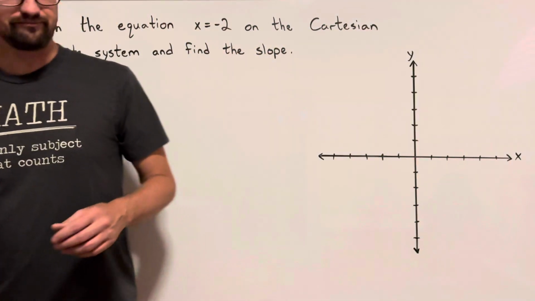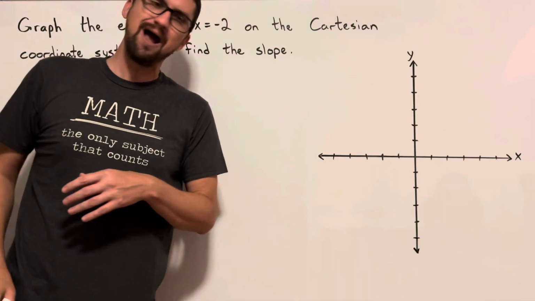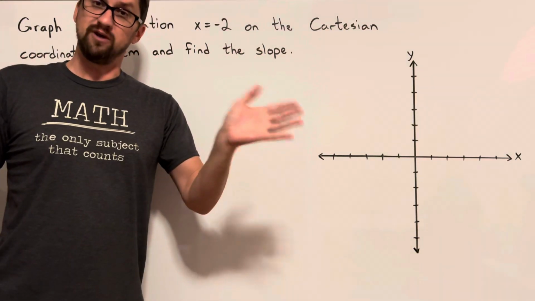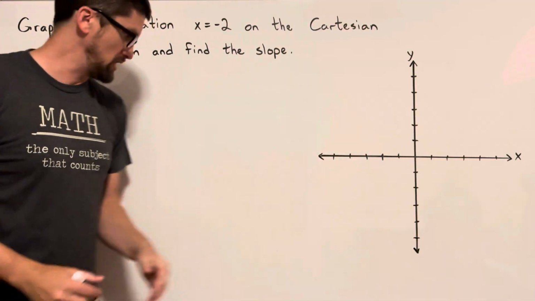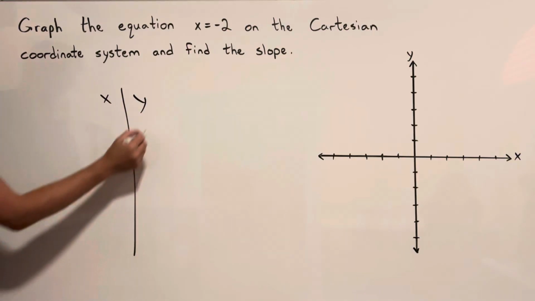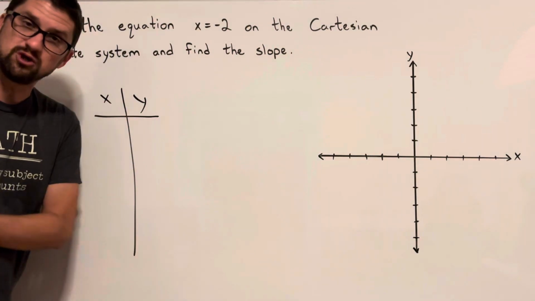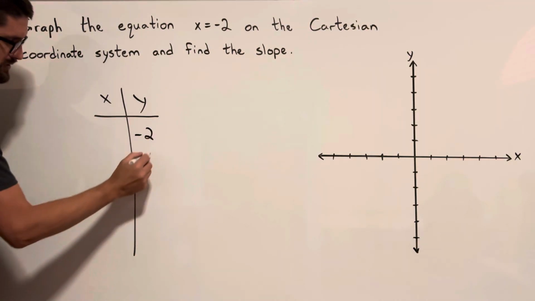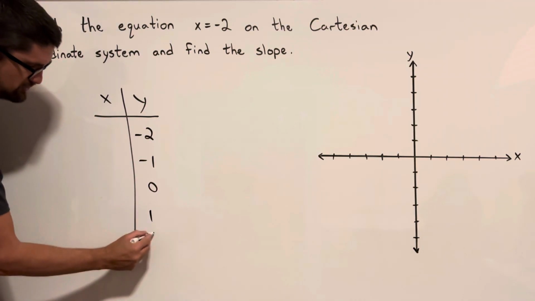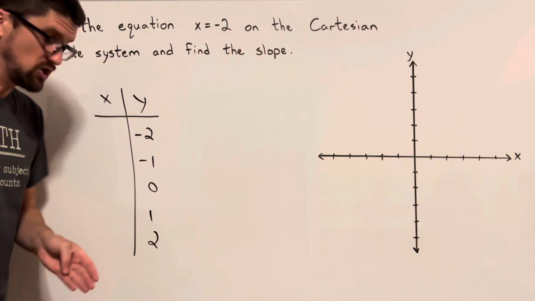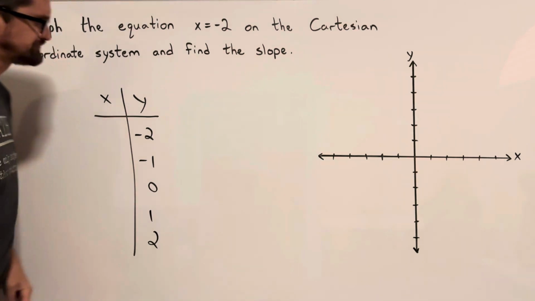equation. So how can I graph it if there's no y? Now the y is missing. It doesn't mean it's 0. It could be 0, but it could be any number. So if you think about some ordered pairs here, the y values could be any number possible. Let's pick a few here. We've got -2, -1, 0, 1, and 2. So it could be 0, but it could be any number possible.